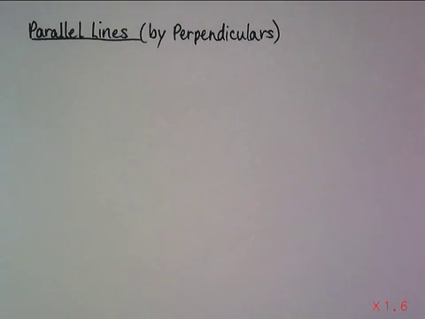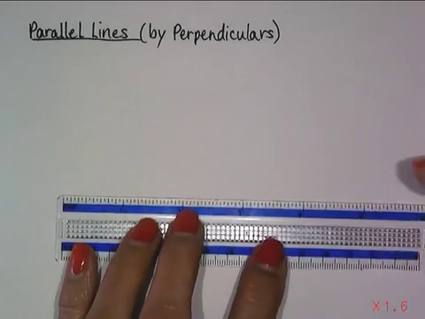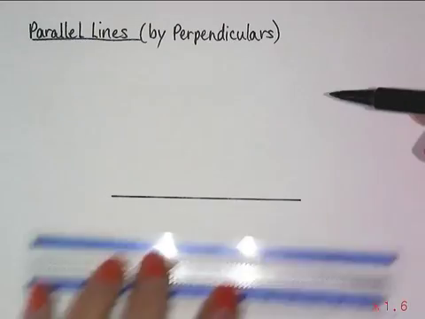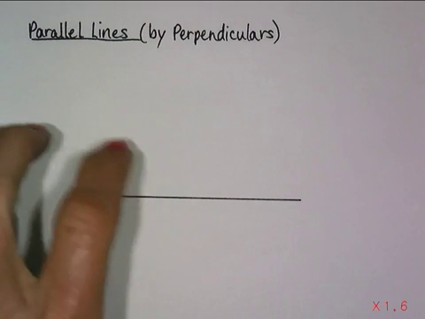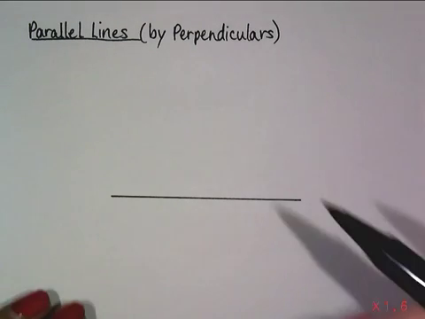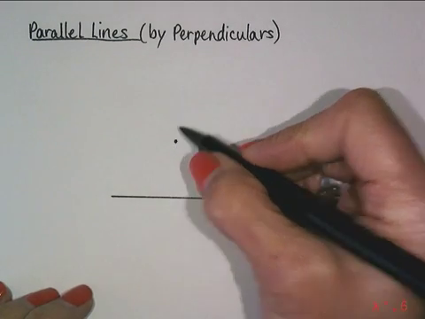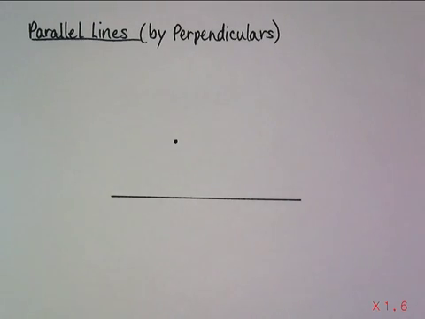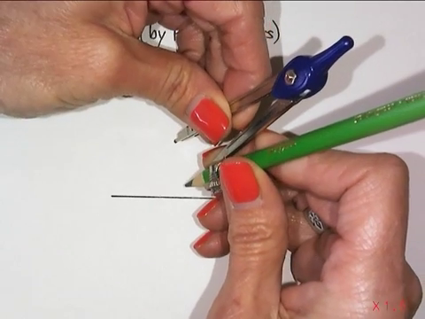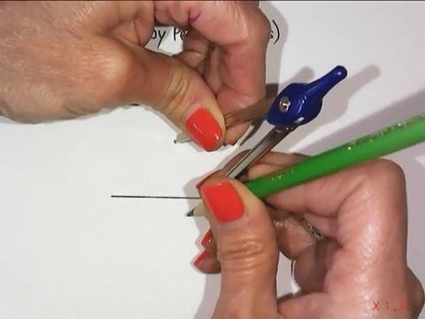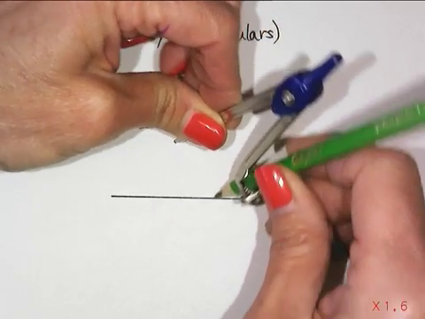So I'm going to start by giving myself a line. I want to construct another line parallel to this one, and the way I'm going to do it is to construct a perpendicular first. So I'm going to give myself a dot, a point of reference that I'll use for my parallel line to go through. It's also going to be the point of reference that I use to construct my perpendicular. So hopefully you remember that construction. Right now I'm constructing a line perpendicular to my given line.